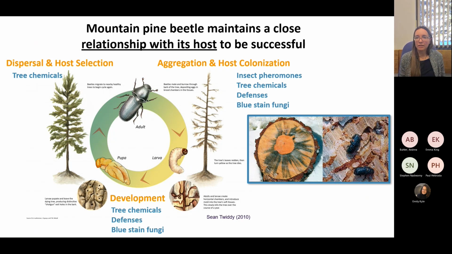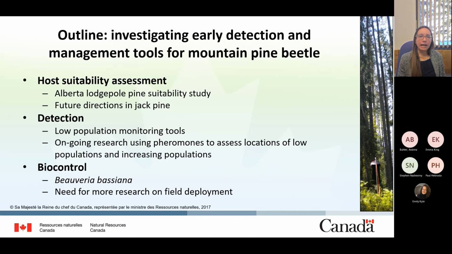One of the mechanisms that I look at are these defenses, and that's what I'm going to focus on today, using a couple different experiments and some ongoing work. And the three main topics I'm going to talk about are, first, host suitability assessments. And this is some work that I did with Nadir Erbilgin at U of A, and I'll talk about some future directions in jack pine, because what I looked at before was lodgepole.